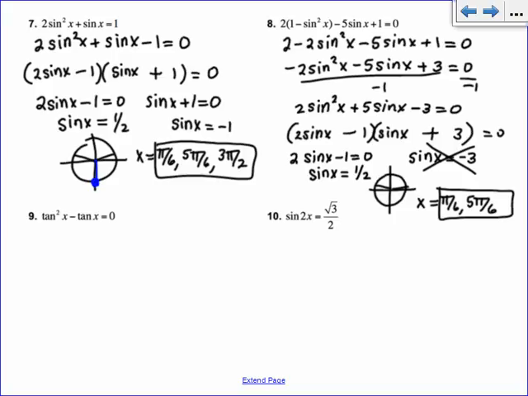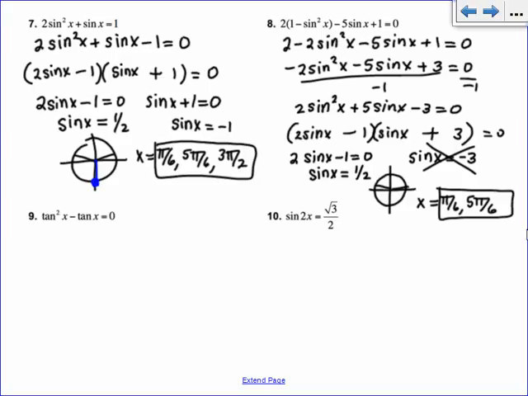I think I did one on your homework like that. I don't remember what it was, but maybe something like that. That also is no solution. Do you see why? Because if you subtract the sine from both sides, you just get root 3 equals 0. That can't happen, so that's a no solution one. Sometimes you will get some weird ones that have no solution.